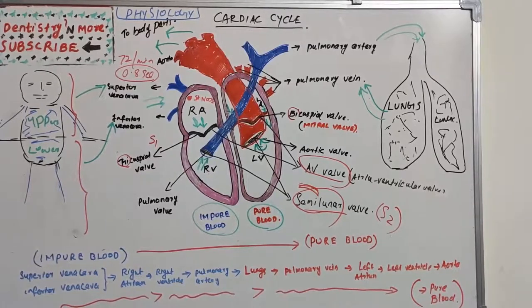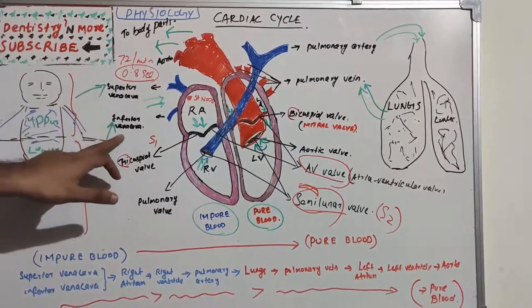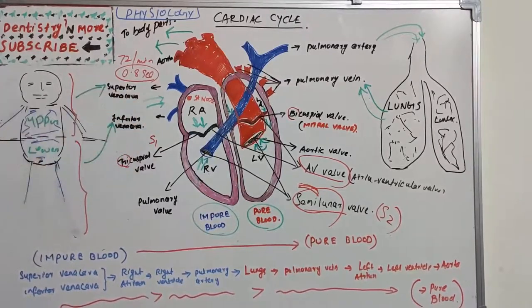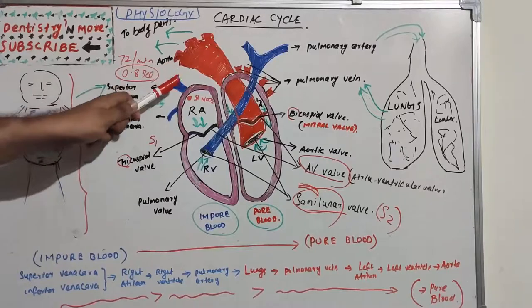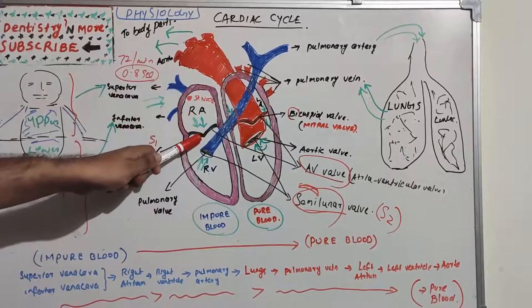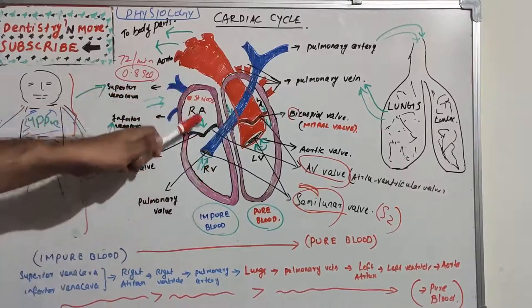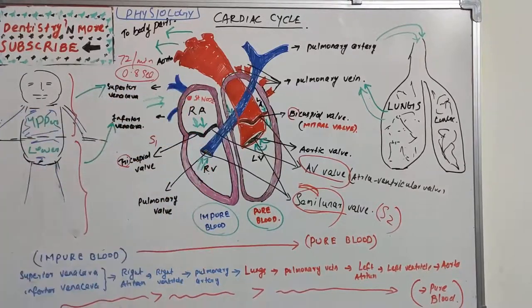Now let's see the process of blood exchange and its purification. So the superior vena cava and inferior vena cava are veins which carry impure or deoxygenated blood from the body. Superior vena cava carries the upper half impure blood, and the inferior vena cava carries the lower half impure blood to the right atrium. Okay, from right atrium through the tricuspid valve, it goes to right ventricle. So this part consists only of impure blood, right?